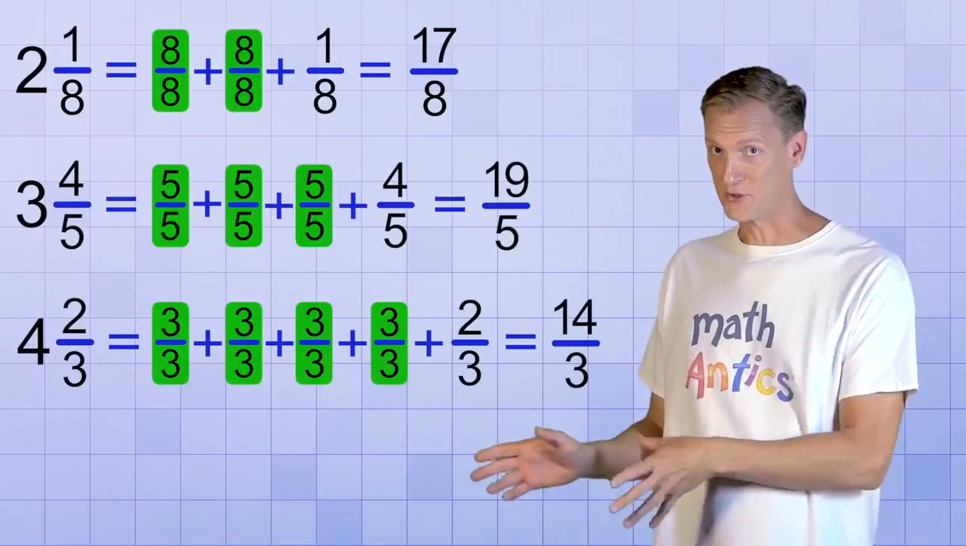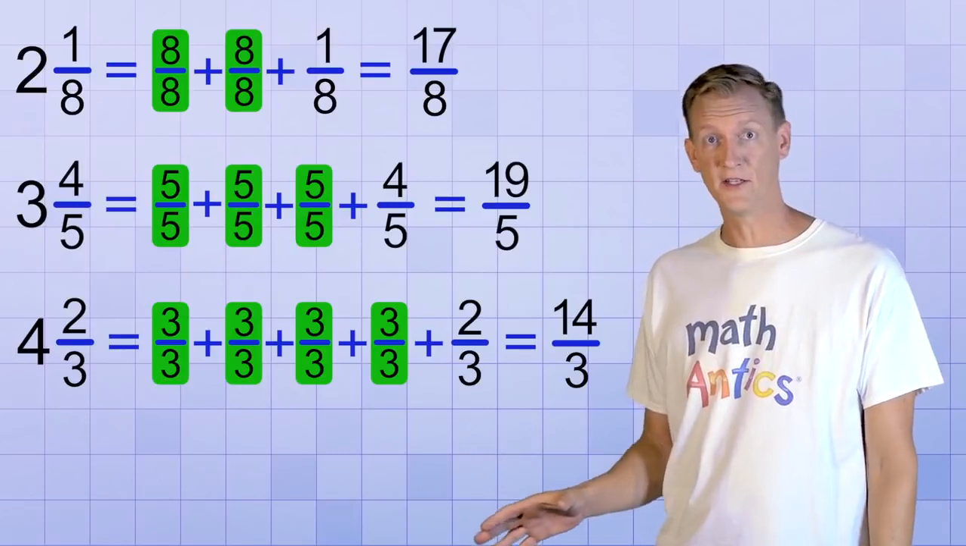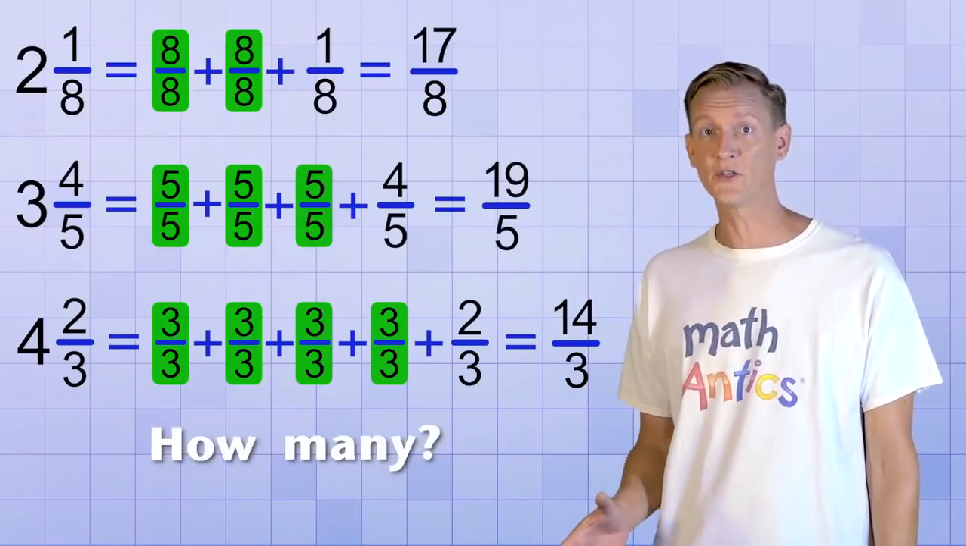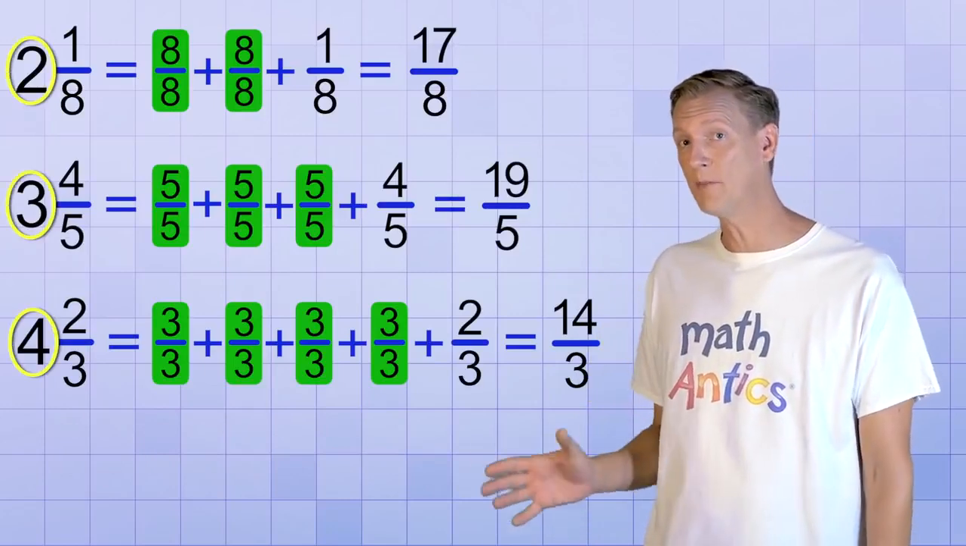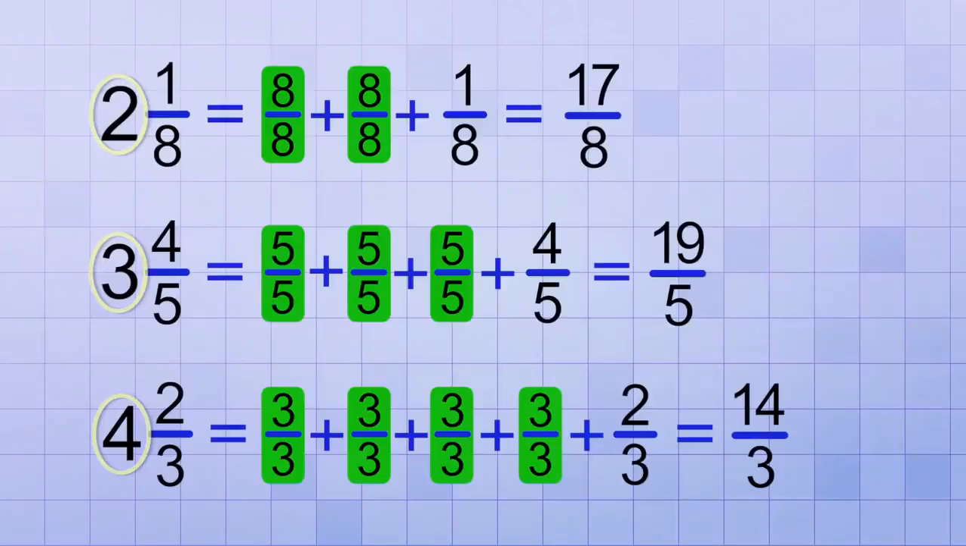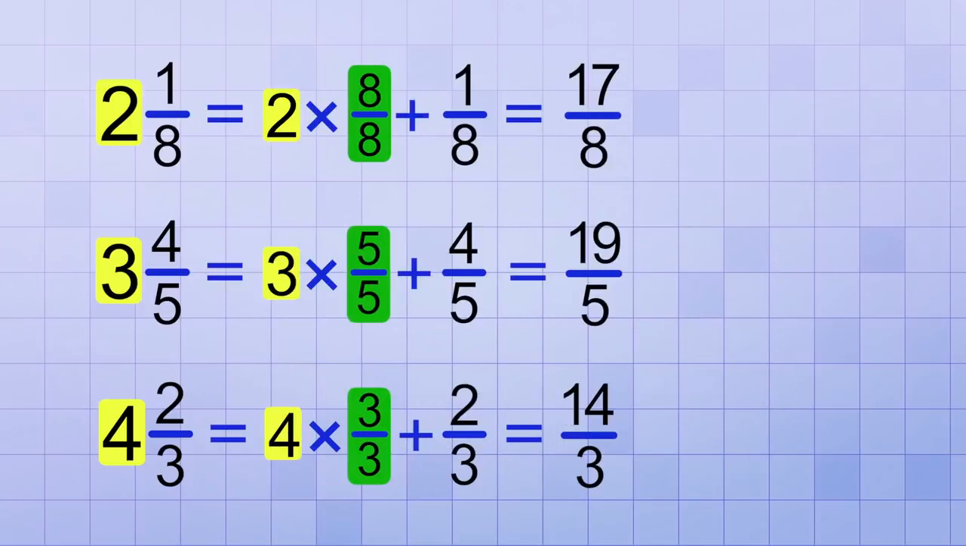And some of you might see the shortcut here. In each case, did you notice how many of the whole fractions we needed to add together? Yep, it's the same as the whole number part of the mixed number. If it's 2, then we need to add 2 whole fractions. If it's 3, we need to add 3 whole fractions. If it's 4, we need to add 4 whole fractions, and so on. The whole number tells us how many times to repeat the addition. And since multiplication is repeated addition, we can multiply instead of adding.